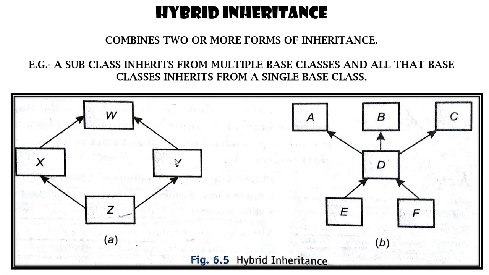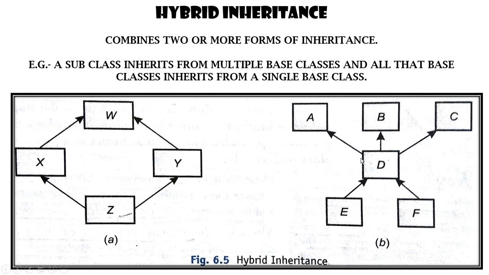Now in this, we combine two or more forms of inheritance. So here in the first diagram, we are creating x and y from w. Therefore, this is a hierarchical inheritance because we are creating multiple from one base class. And after this, in the next step, we are creating one from two base classes. So basically this is a multiple inheritance because we are creating one class from multiple base classes.